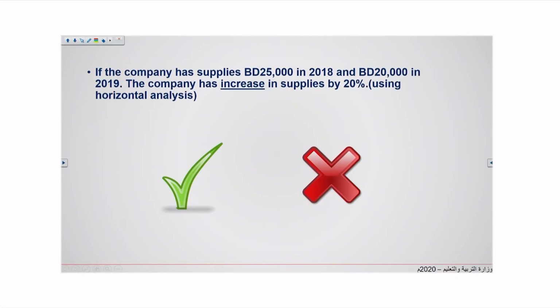Okay, let's see this question. If the company has supplies of 25,000 in 2018 and 20,000 in 2019. 2018 is the old year, so it is the base year. 2019 is the current year, the new year, so it's the current year. The company has increased the supply by 20%. Is it true or false? Let's calculate the formula and decide.